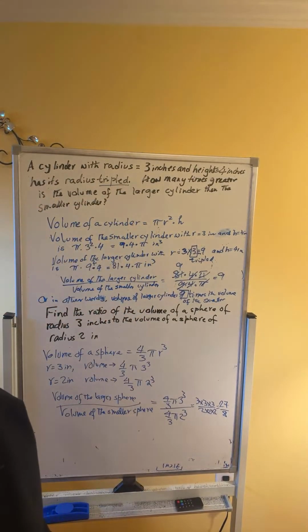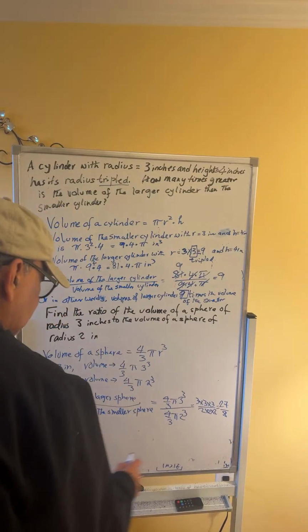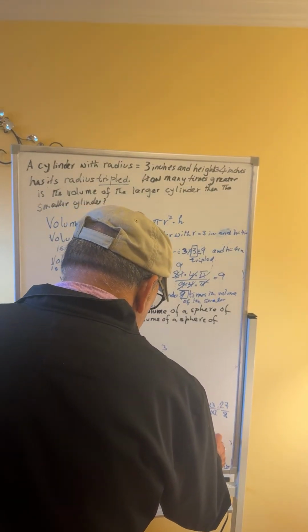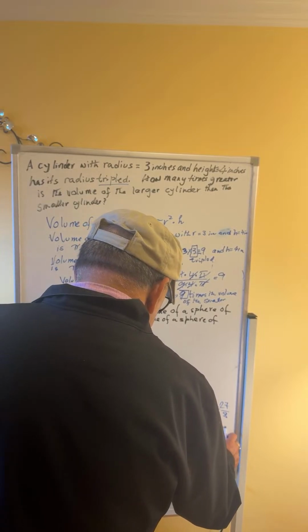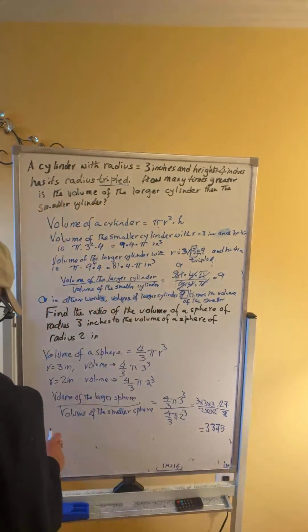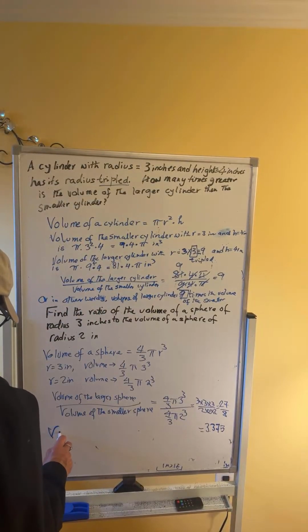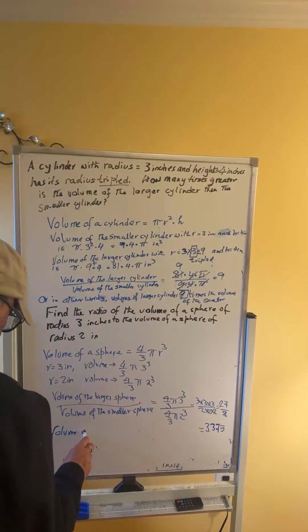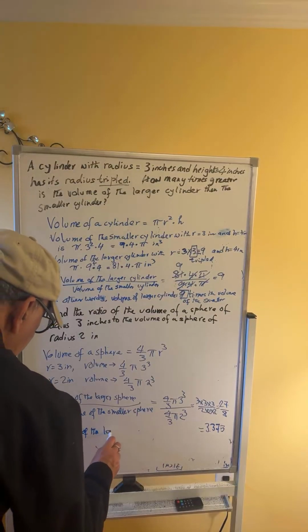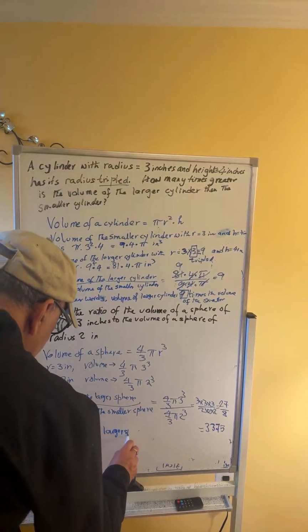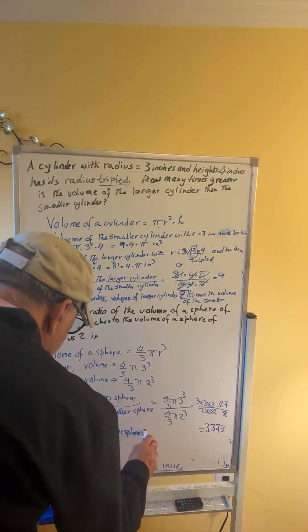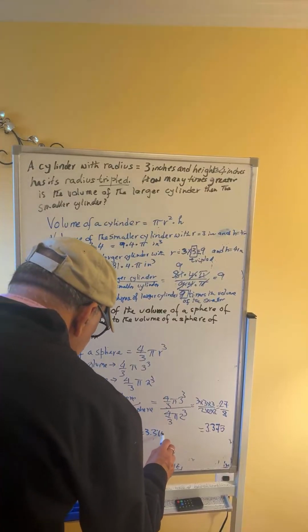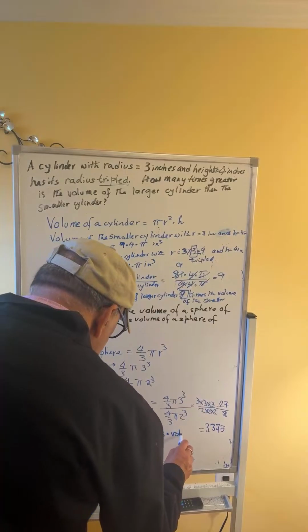So if you want, you can convert it to a fraction. So 27 divided by 8 is 3.37. So this ratio is actually 3.37. Or in other words, the volume of the larger sphere is 3.37 times the volume of the smaller sphere.